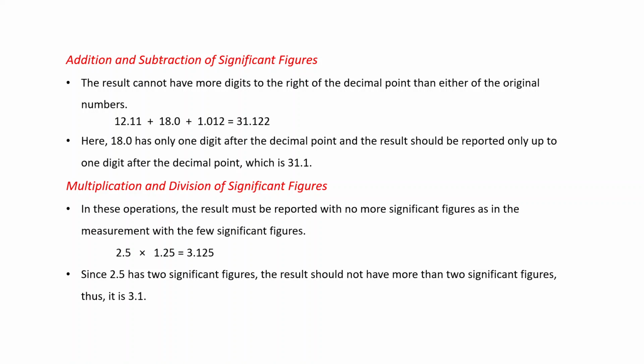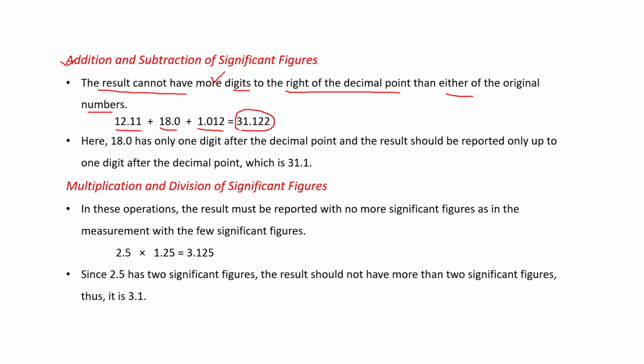Now, how can we perform mathematical operations using significant figures? In case of addition and subtraction, the result cannot have more digits to the right of the decimal point than either of the original numbers. With the help of an example, we will try to explain it. 12.11 plus 18.0 plus 1.012. If we add, we will get 31.122. But we have to round off according to this rule.